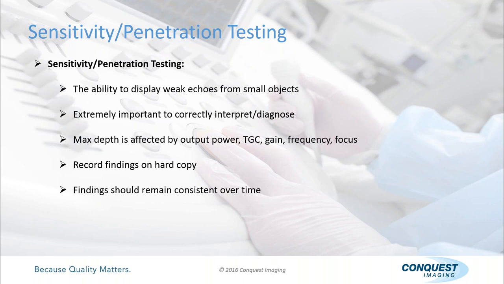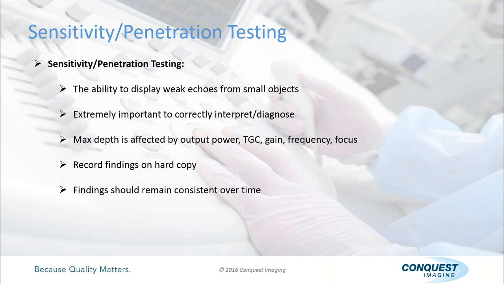Obviously, the max depth that we can see is affected by output power, time gain compensation or control, and the overall gain. And clearly, we talked about frequency earlier in the presentation: low frequency, high penetration, but low resolution. And then the ability of us to focus on a particular spot in the image to see what we can find. Now, the way ACR defines this is that you want to affect these things.